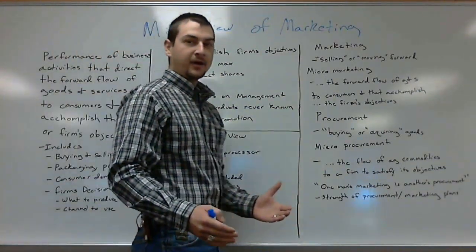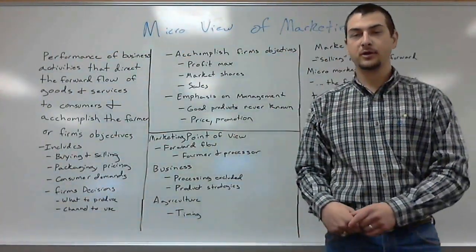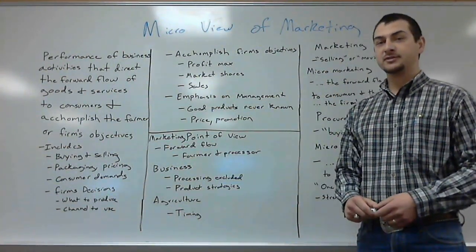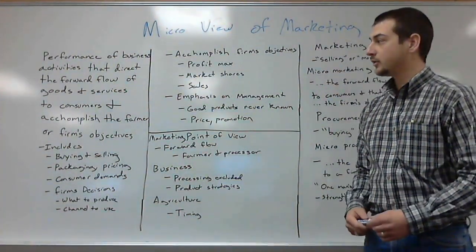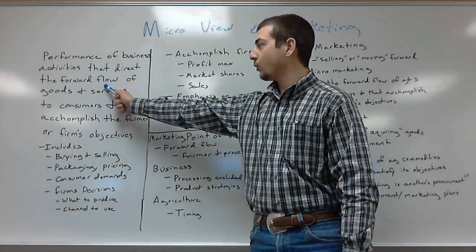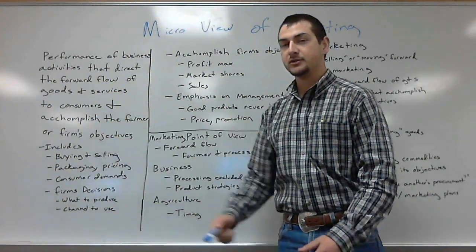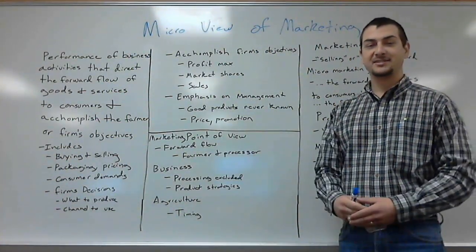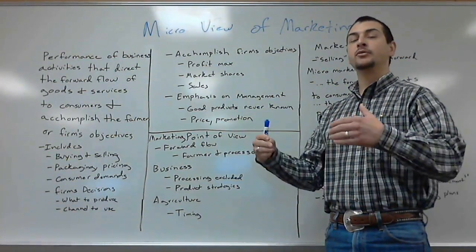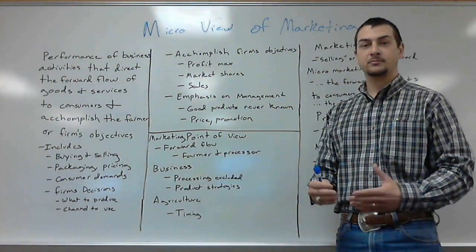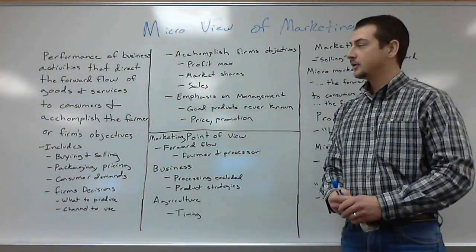Next, I'd like to talk about the point of view when it comes to marketing. Marketing is the forward flow of goods and services to the consumer. We can see it right here in this definition: that directed forward flow of goods and services to the consumer. When we talk about the macro view of marketing, it says the same thing. It's there to promote the forward flow of goods and services from the producer to the consumer.